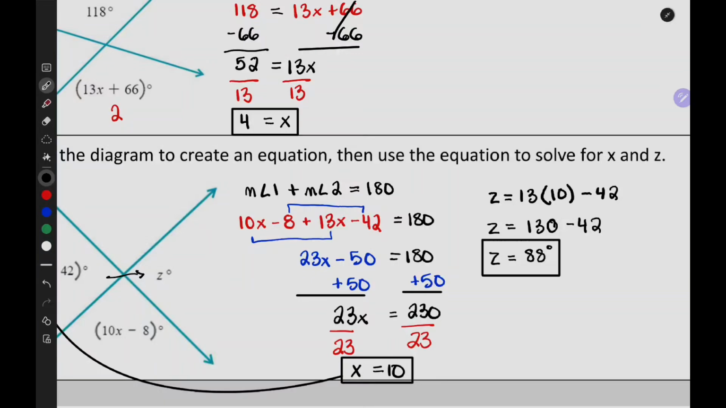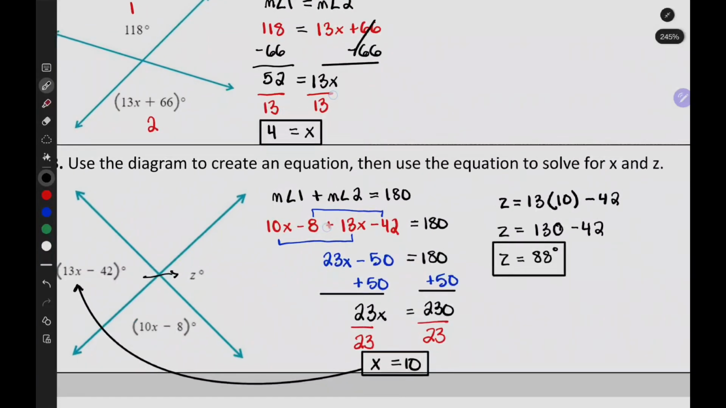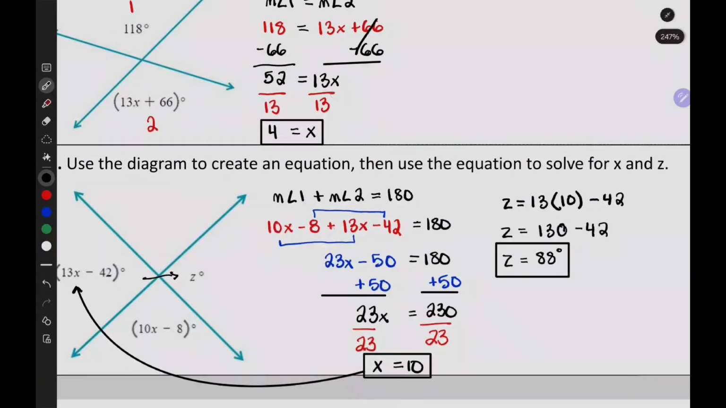So, two very simple angle relationships that occur when two lines intersect. Linear pairs and vertical angles, and we'll use those, like I said, throughout chapter 7, the supplementary angles and congruent angles.